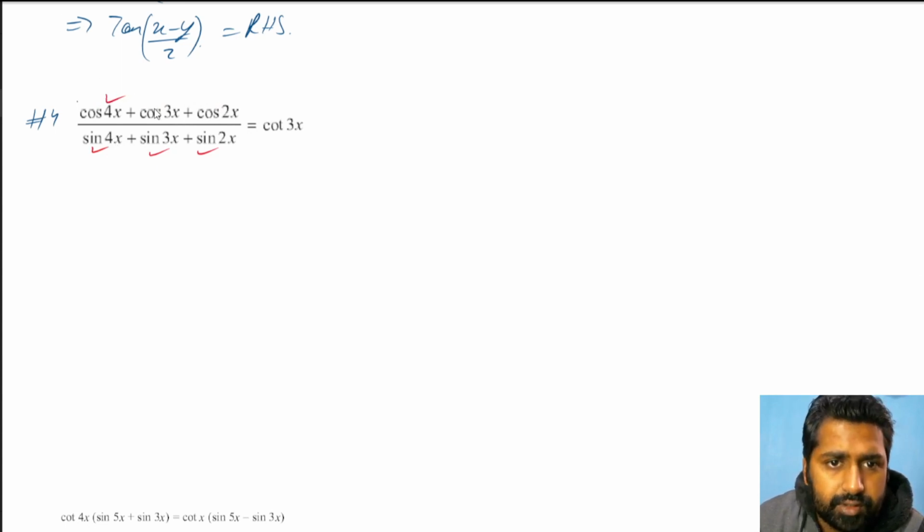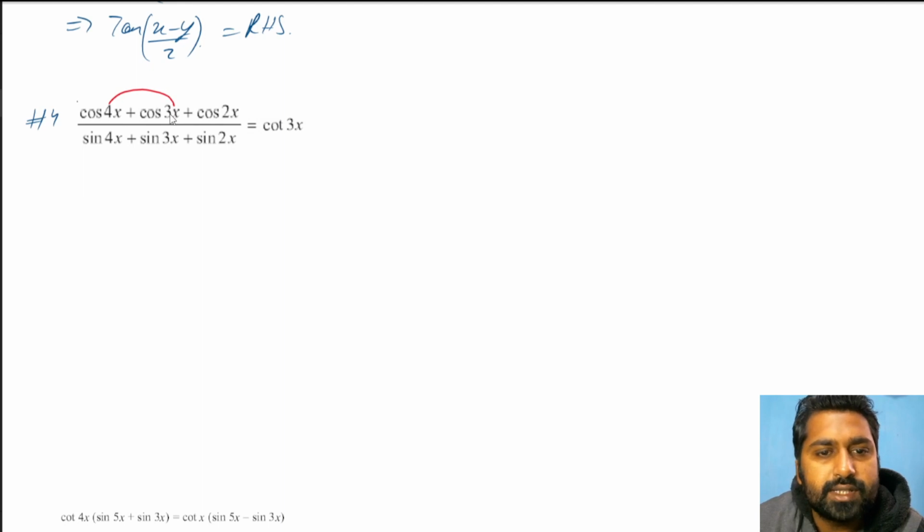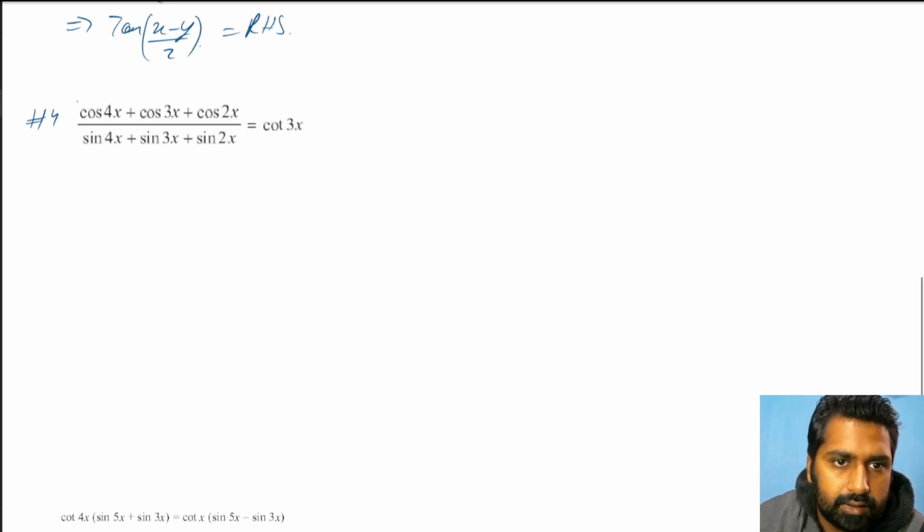Should I apply on these first two, or should I apply on the last two, this one, cos 3x, cos 2x, or should I apply it on the first and last? Now for that we have to analyze what can be generated. If I apply this on these two, it will generate 4 plus 3, 7x by 2, 4 minus 3, x by 2. There is no such thing present here, so not too beneficial. Let's apply on the first and last.